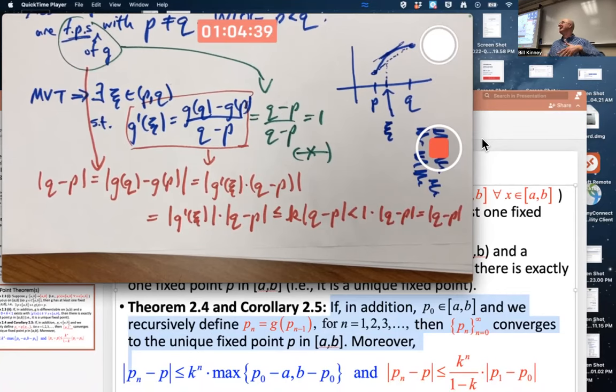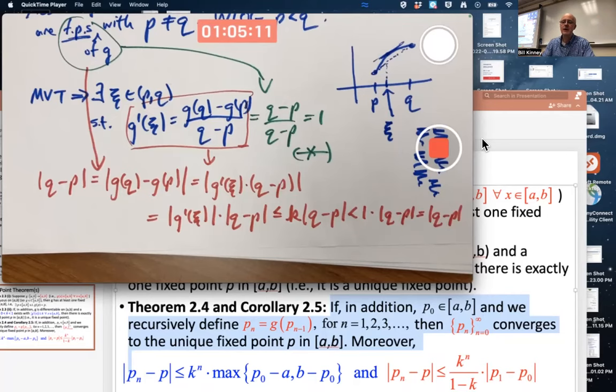If, in addition, meaning every other hypothesis is satisfied, G maps the interval from A to B into itself. G is also a contraction mapping, so the absolute value of its derivative is always less than or equal to k, where k is less than 1. And we now have an initial condition, a seed, P0, and we recursively define a sequence, Pn, to be G of P sub n minus 1, so we're doing function iteration.